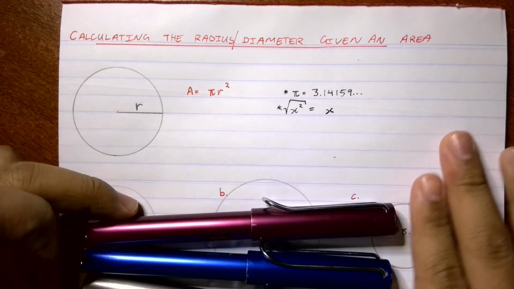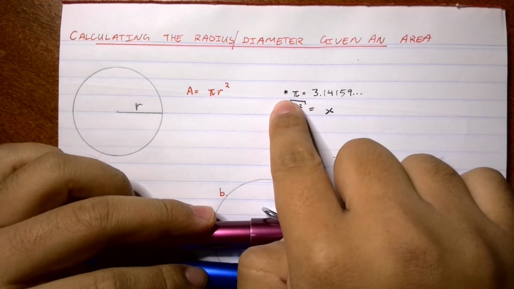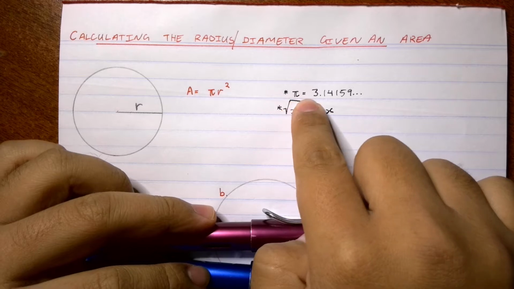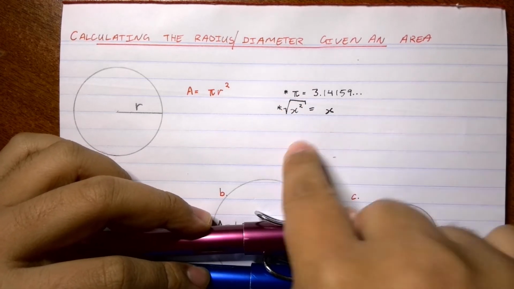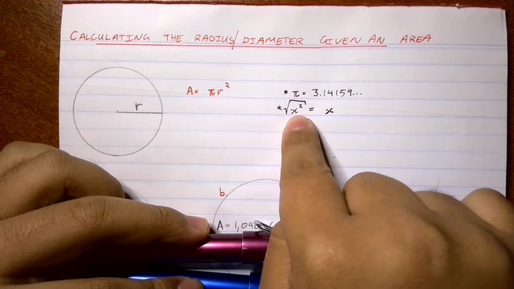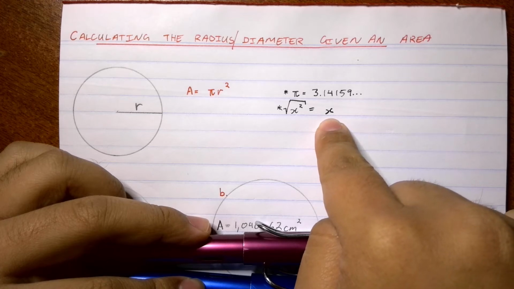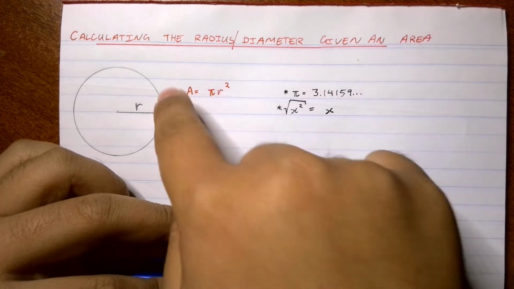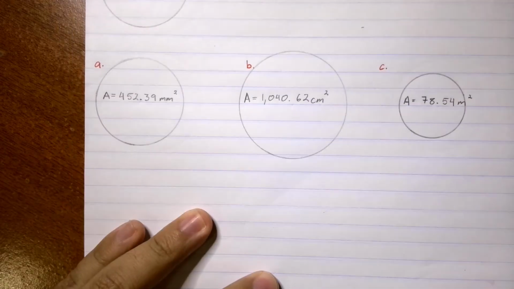And in this video we're going to be using two important ideas. That pi is actually a number, it's equal to 3.14159, etc. And that the square root of a square will lead us back to the original value. We're going to be using these two alongside this one. Let's get to some examples. Here we go.